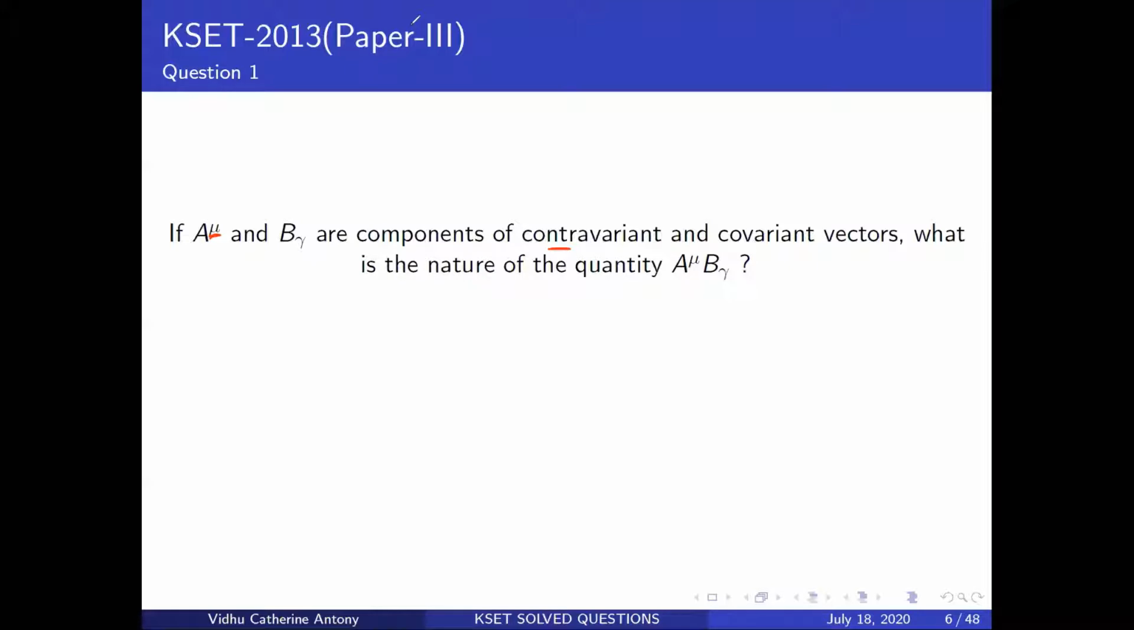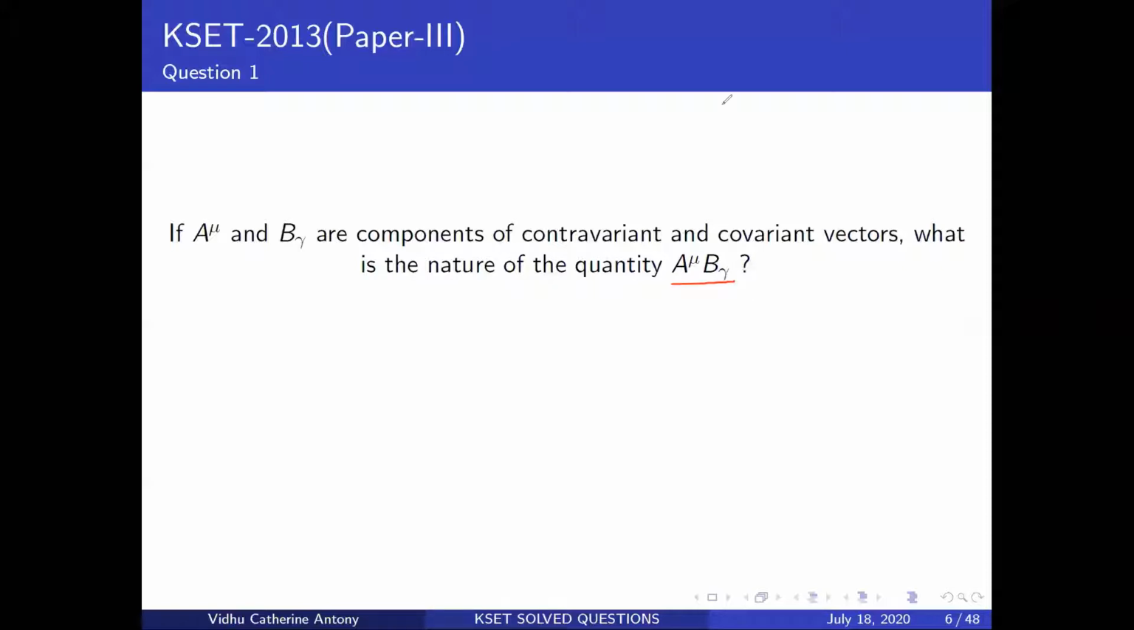Okay, so let's look at the nature of this quantity. What is A mu B gamma? This is referred to as your outer product. What you can do here is count the number of superscripts or subscripts that you have. Basically that's going to give you the rank of the whole thing.